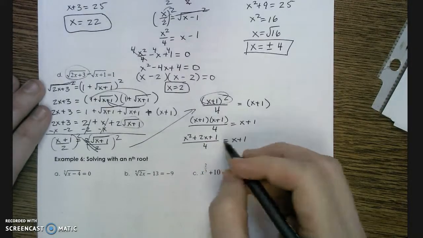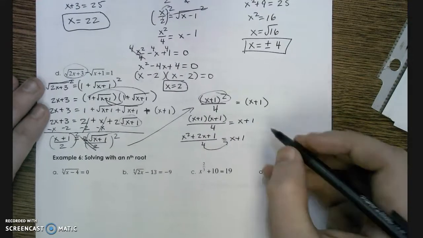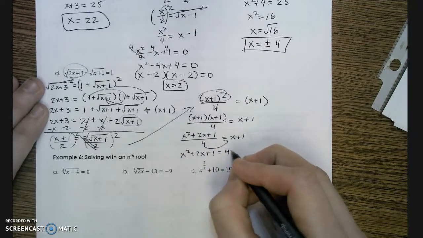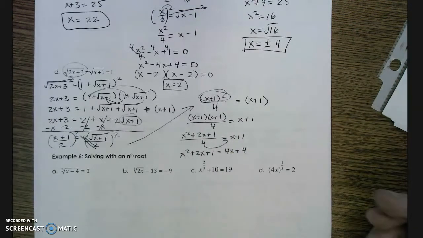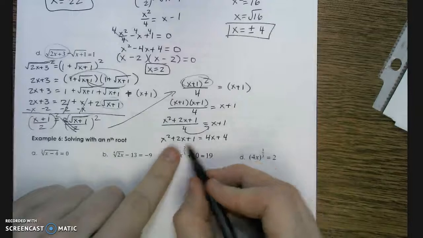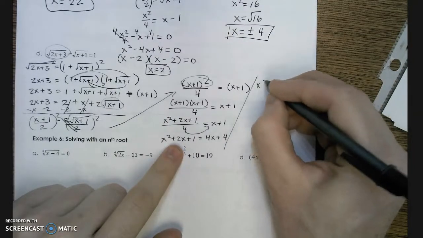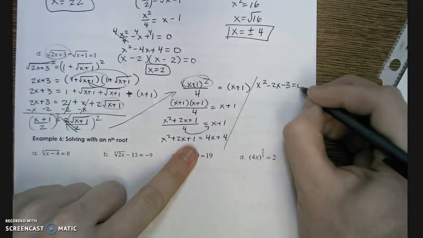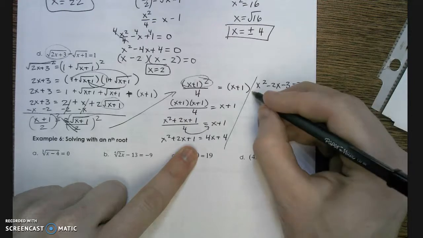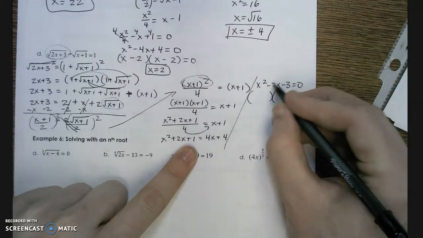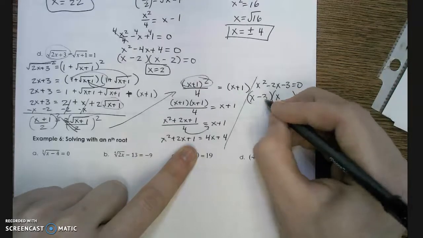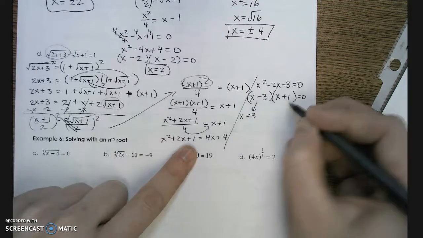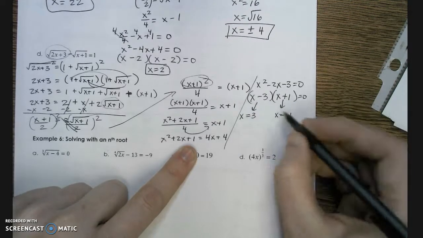This 4 is a little awkward, so let's multiply 4 to the other side. And then let's set it equal to 0. So if I subtract 4x to the other side, I would get negative 2x. If you subtract 4, you get negative 3. We're looking for 2 numbers that multiply to make negative 3 but add up to negative 2. So that would be negative 3 and positive 1. And if you set each of them equal to 0, you get 3 and you get negative 1.